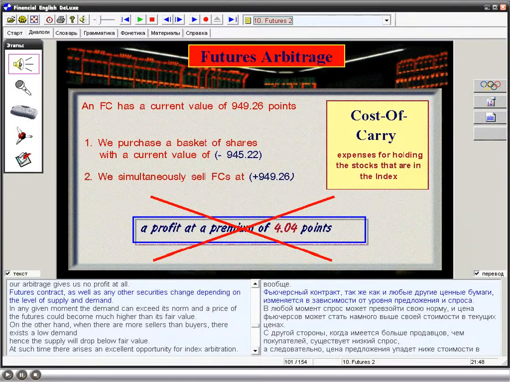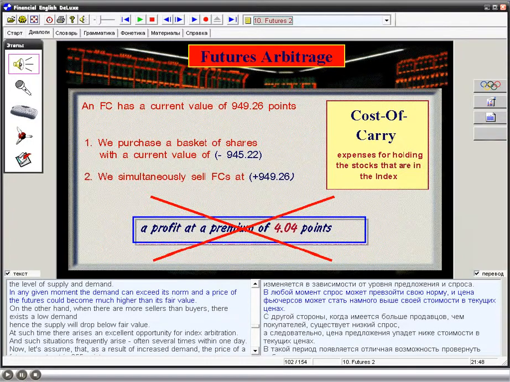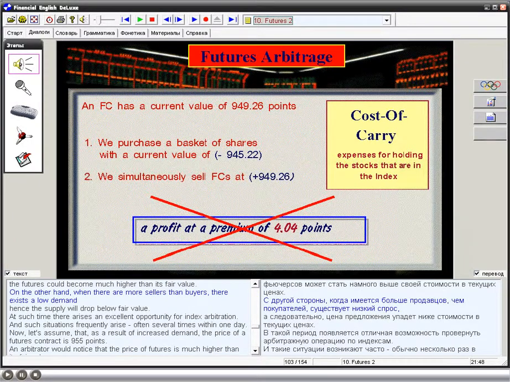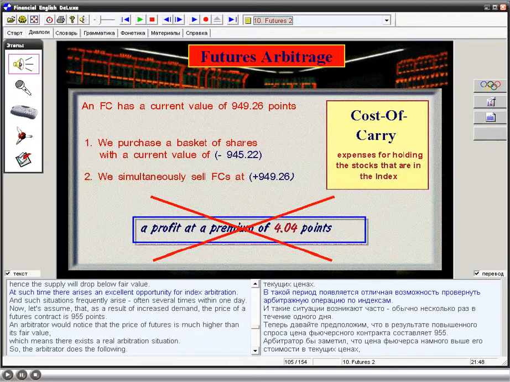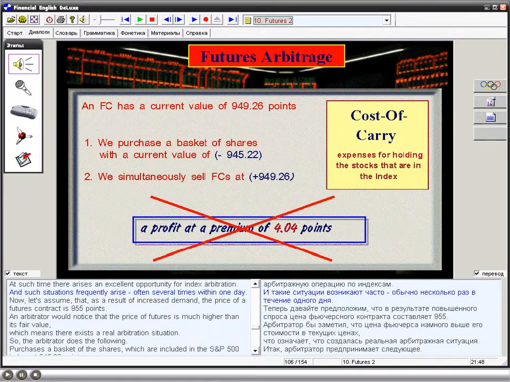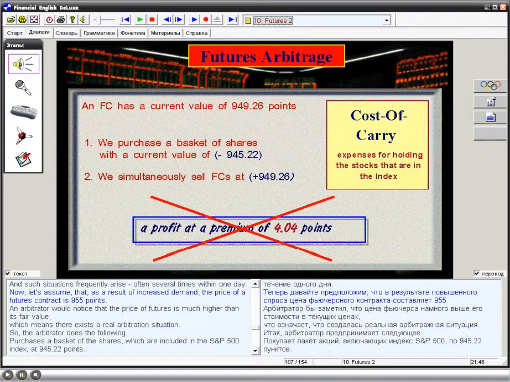Futures contracts, as well as any other securities, change depending on the level of supply and demand. In any given moment, the demand can exceed its norm, and the price of the futures could become much higher than its fair value. On the other hand, when there are more sellers than buyers, there exists a low demand. Hence, the price will drop below fair value. At such times, there arises an excellent opportunity for index arbitration. And such situations frequently arise, often several times within one day.